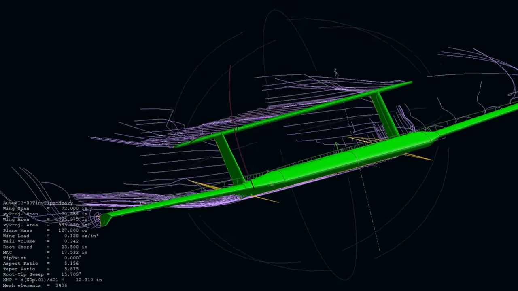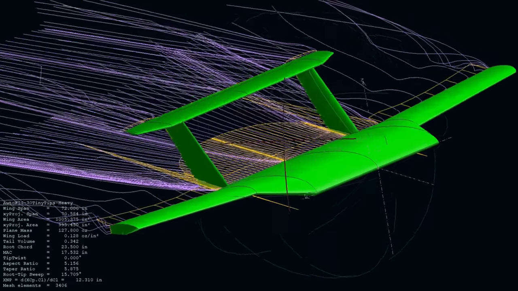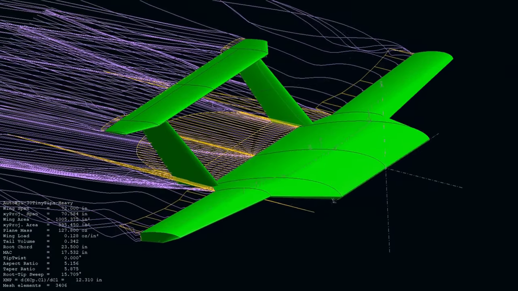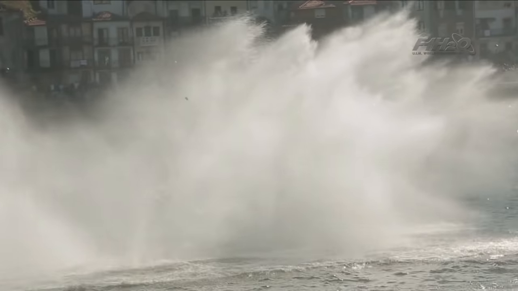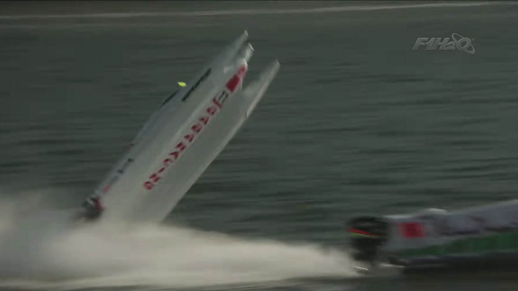XFLR5 also has an amazing feature where it allows you to calculate the difference between the aerodynamics in ground effect and out of ground effect, so that you don't have any surprises as you move between the two, which is a big deal on wing in ground effect aircraft. Depending on the design, ground effect vehicles can have dramatic changes in the center of pressure depending on height above the surface they are moving over.